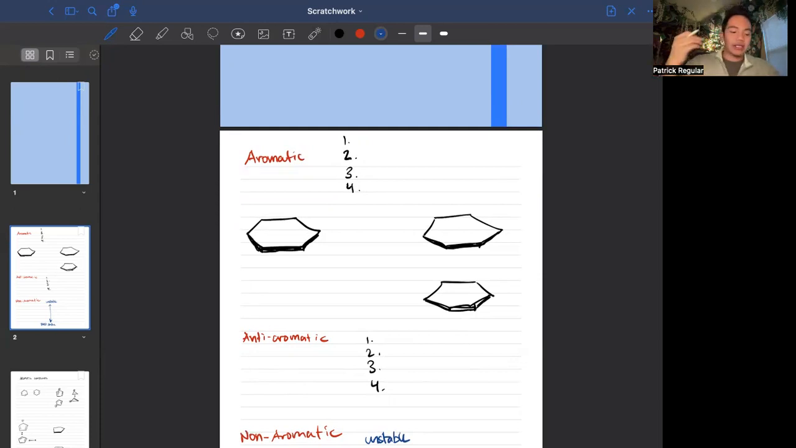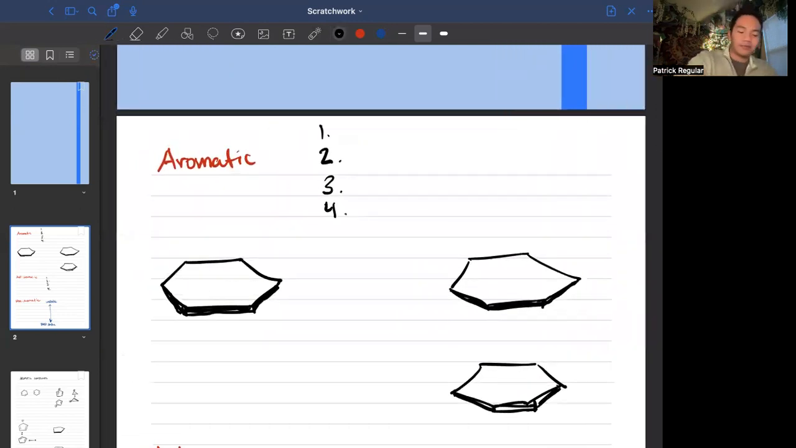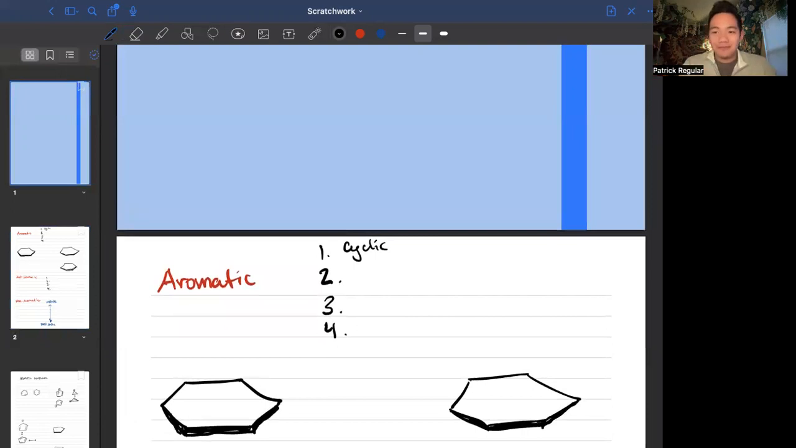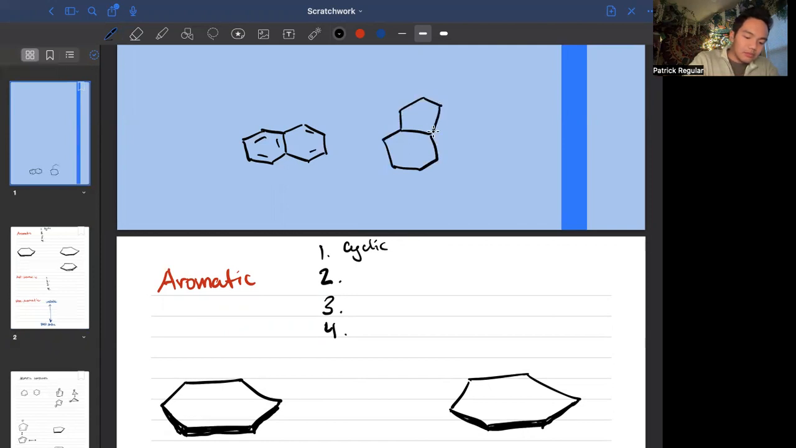With that being said, let's go ahead and talk about what the heck an aromatic compound is. So the first requirement for an aromatic compound is cyclic. Pretty simple. Now, cyclic just means it has one cycle that is aromatic. So that means it could most definitely be polycyclic, like naphthalene, right? Is that cyclic? Yeah, it's still cyclic. Or if you have something like this. Is that aromatic? Yes. There's still a cyclic structure.